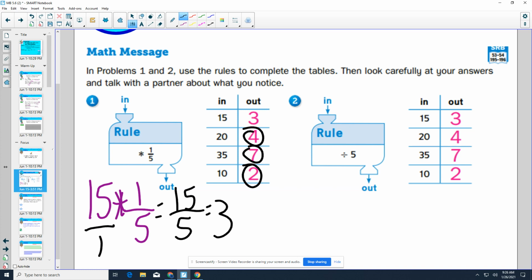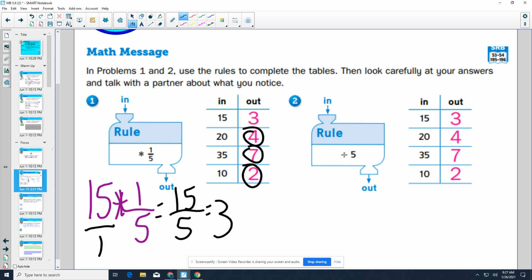Again, you just write your whole number, the n, over 1, and then you multiply it by 1/5. You multiply straight across. Remember, multiplying fractions is different. You do not have to have a common denominator like you would with addition and subtraction. That's a key thing to remember.